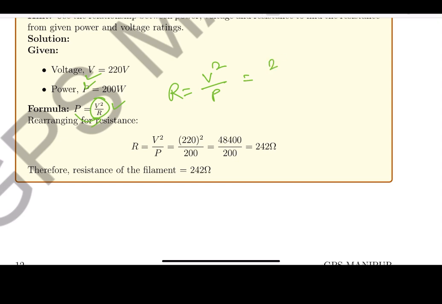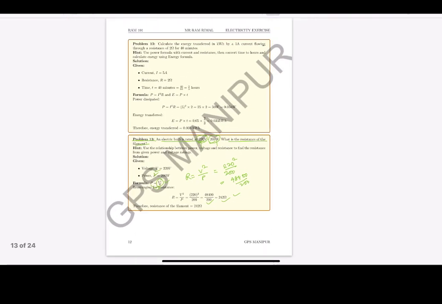So V square is how much? 220 square, power is 200. 220 square is 48400, divided by 200. I've already calculated and I'll get the answer like this. Just check it out, it's very easy.